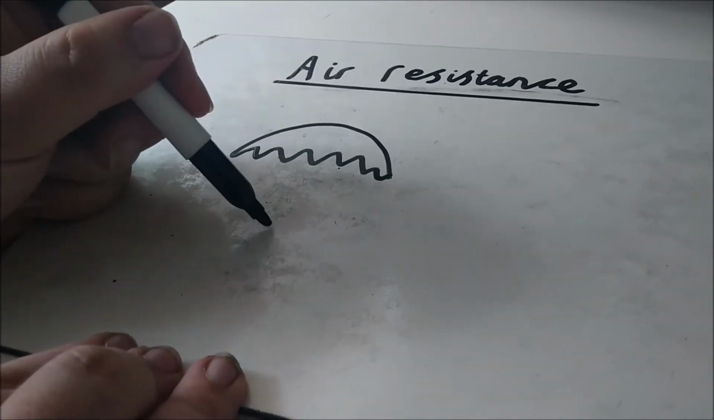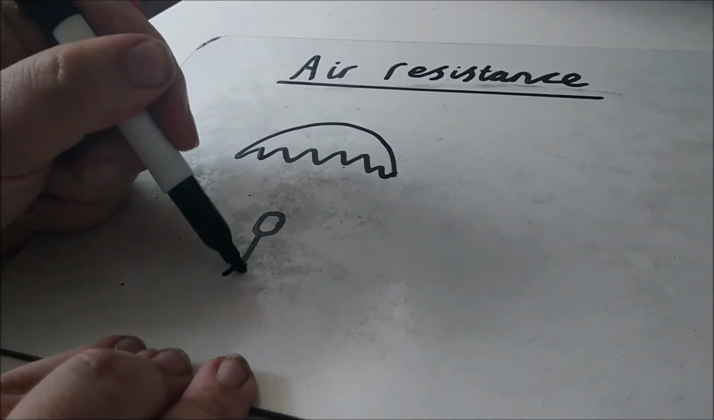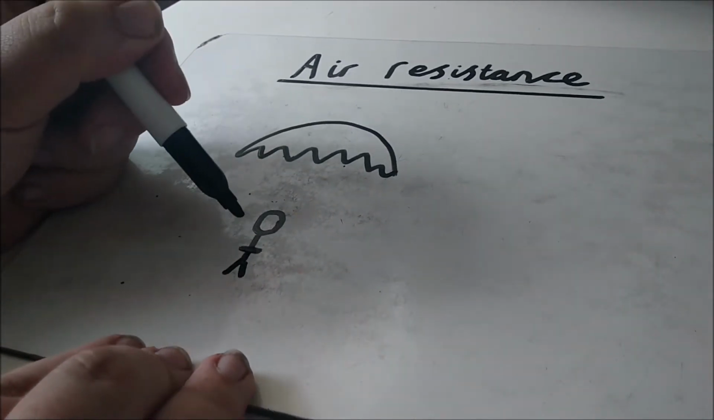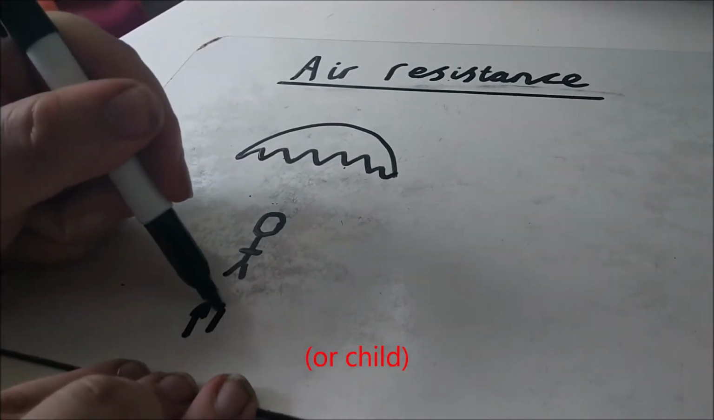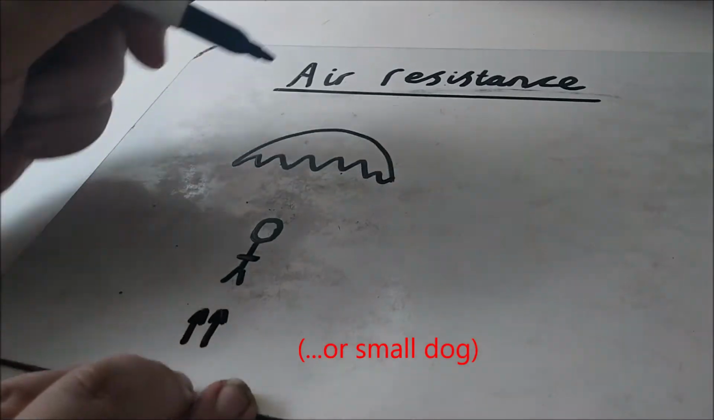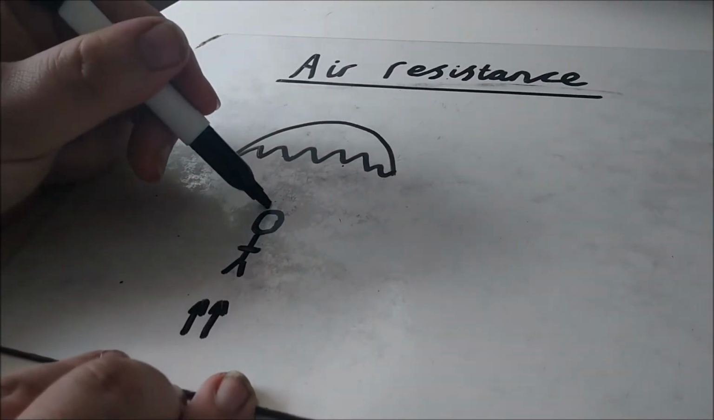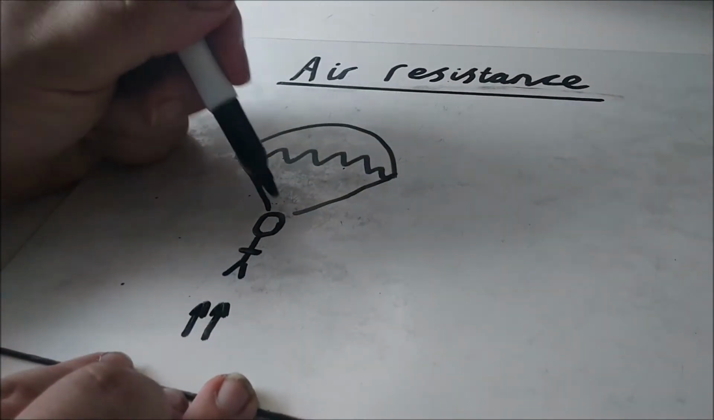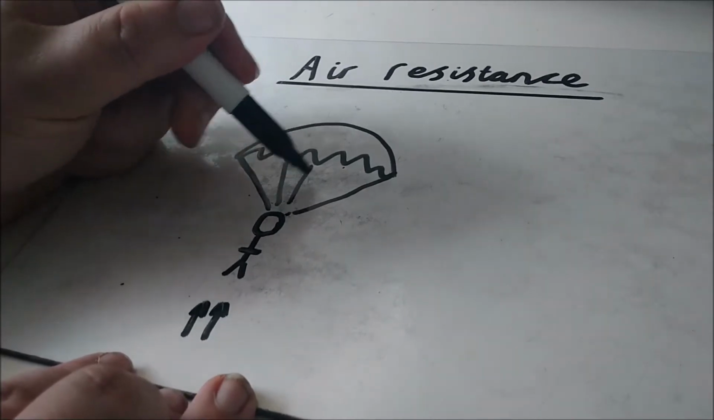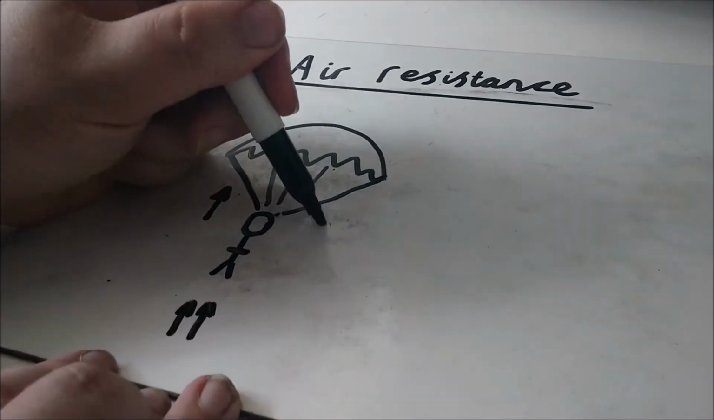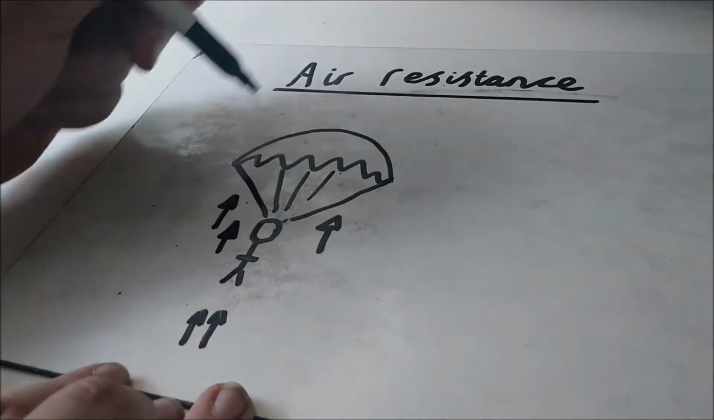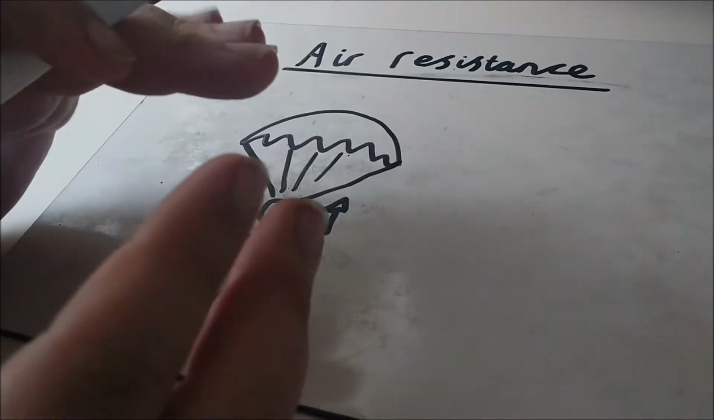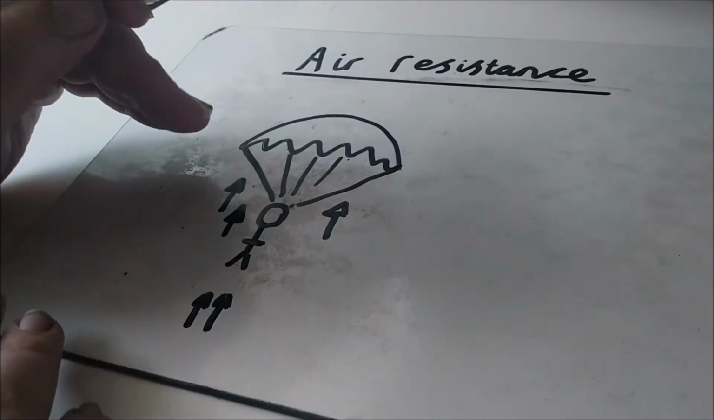The idea is a man falling out of a plane has a certain amount of air resistance. The air is pushing up against him, but if he lets his parachute out, suddenly he has a lot more air resistance because his surface area, the amount of space he's taking up, has suddenly increased, and that will slow him down.